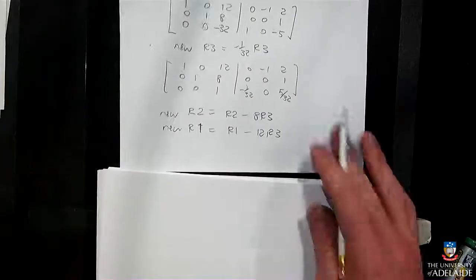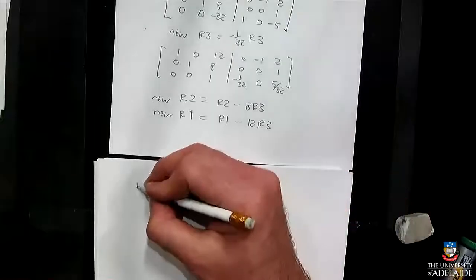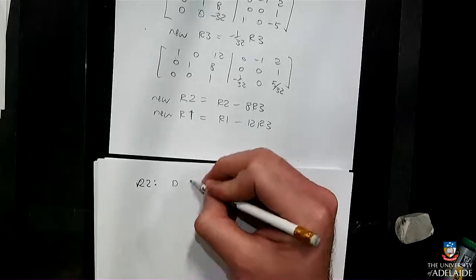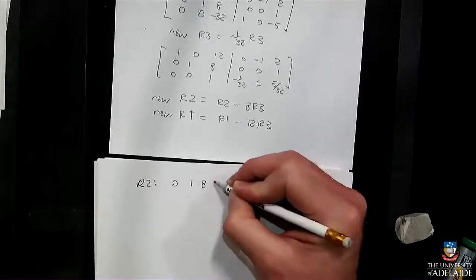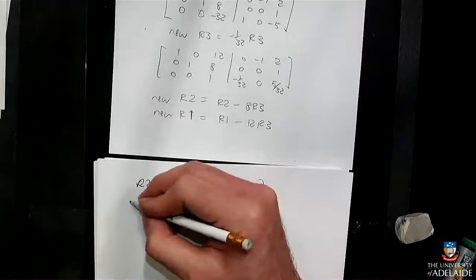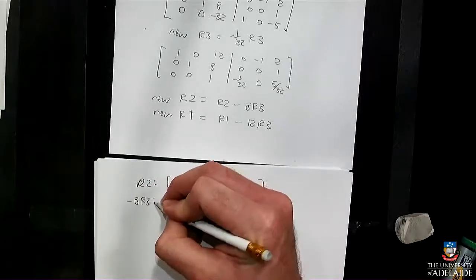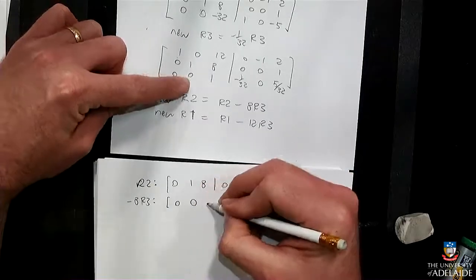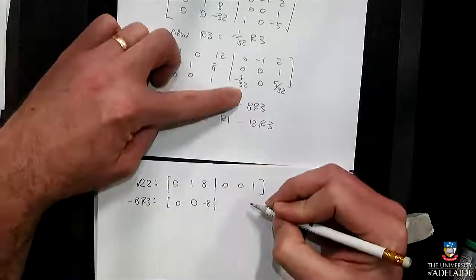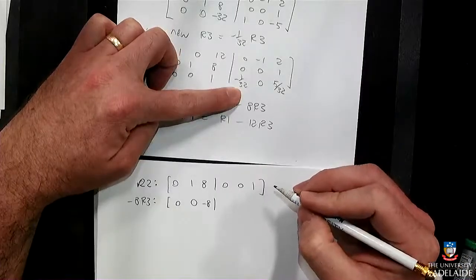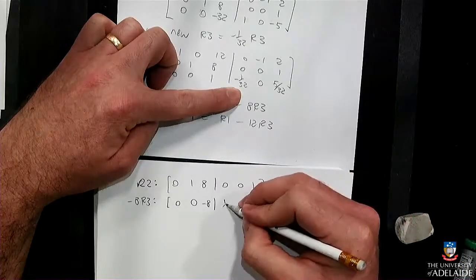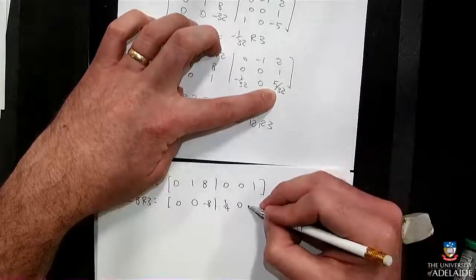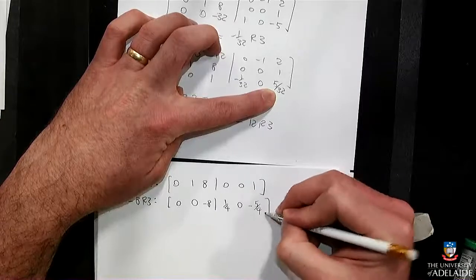All right, this is where I'm really going to need to do this working. So row 2 is 0, 1, 8, 0, 0, 1. And minus 8 of row 3 is 0, 0, minus 8. Now minus 8 over 32 would be 8 over 32, which would be a quarter. That's fine. Minus 8 times that would be minus 5 quarters.